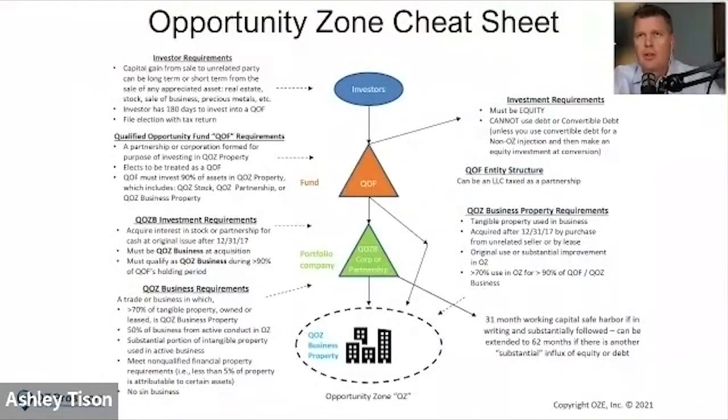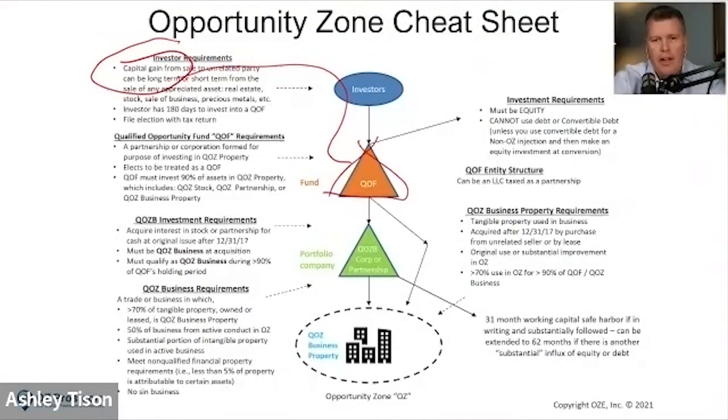So what we're going to do first is this handy dandy opportunity zone cheat sheet. I think it's beneficial for everybody to start here, because it gives a visual conceptual idea about what's exactly going on. You've got to start with a capital gain from a sale to an unrelated party, and you've got to drop that into a qualified opportunity fund within 180 days.